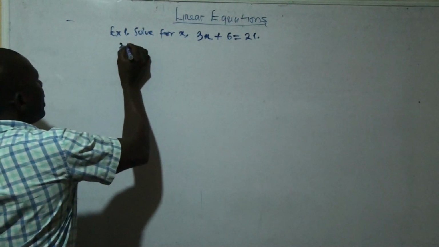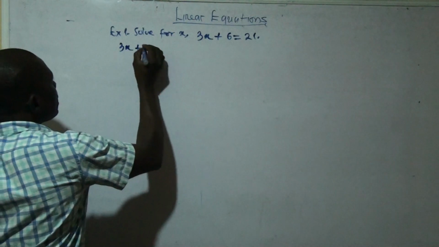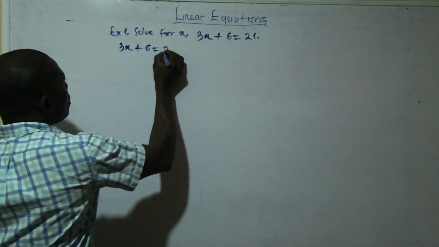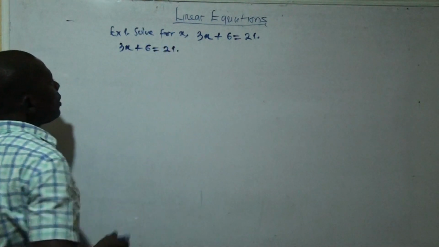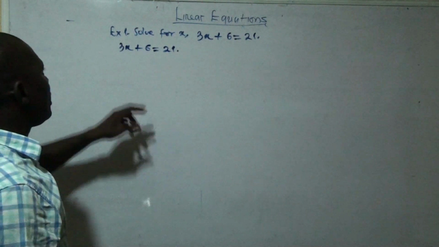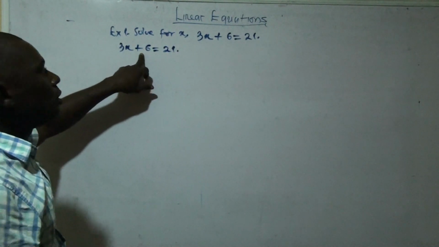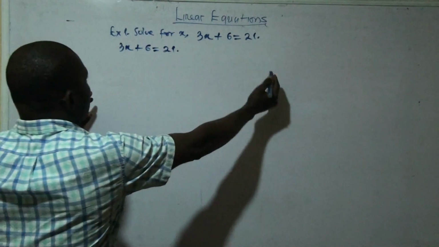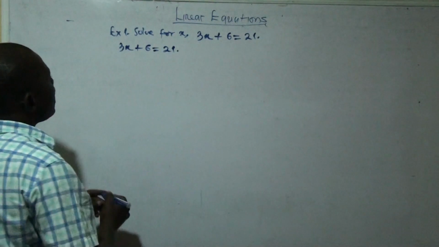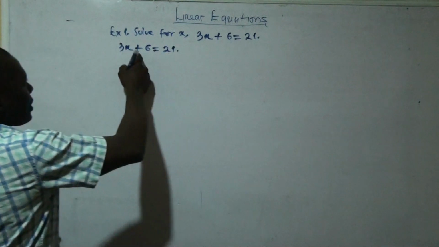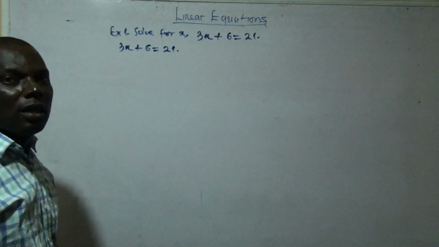Having this, 3x + 6 = 21. What we need to do here: we look at the constant in the equation. We have two sides, the right-hand side and the left-hand side. We look at the left-hand side, at the constant here. We have +6.